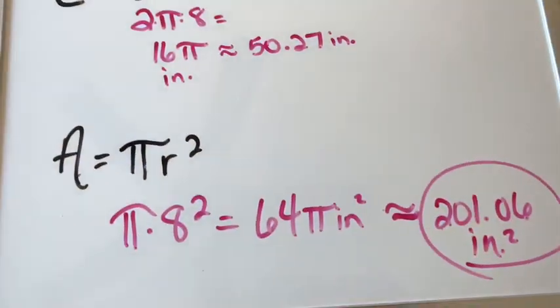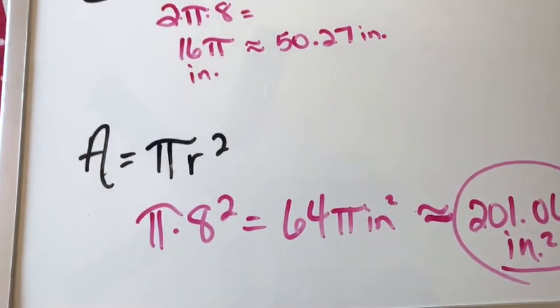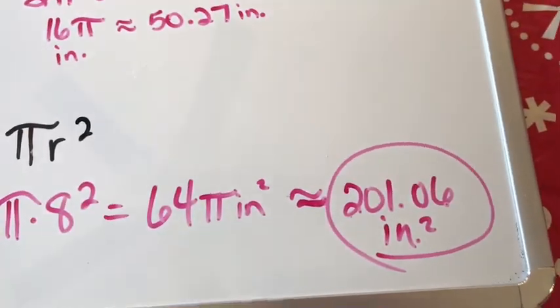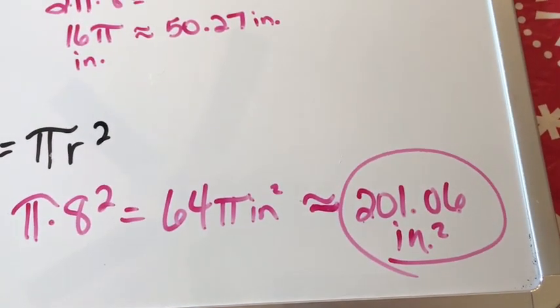But pi r round, not squared. So all we have to do is plug in the radius, so pi times 8 squared, or 64 pi square inches, which is approximately 201.06 square inches.